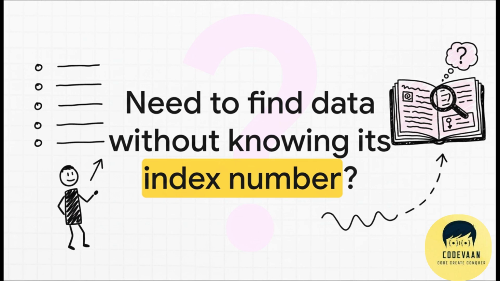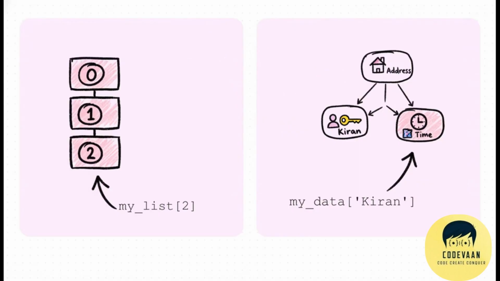But what if you had a phone book instead? You don't flip to page 50, you look up a name to get the phone number. That's exactly what a dictionary does for you in Python. It lets you find things by name, not by number. And this right here just lays it all out perfectly.